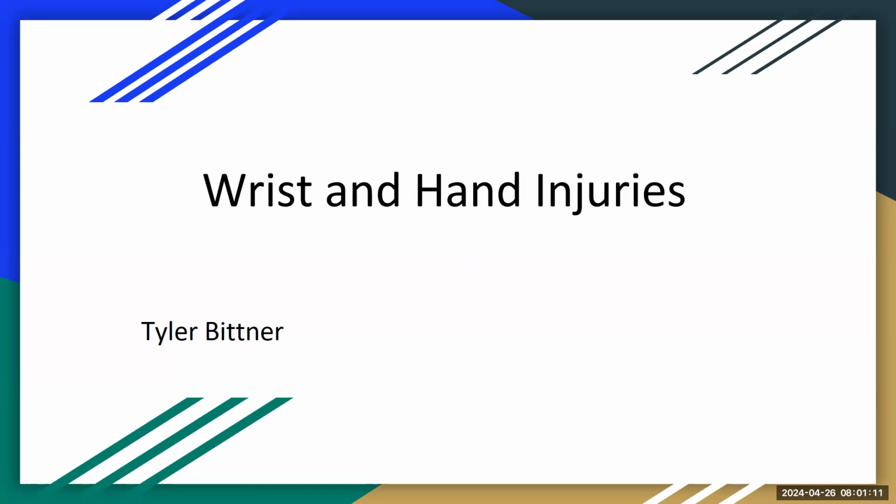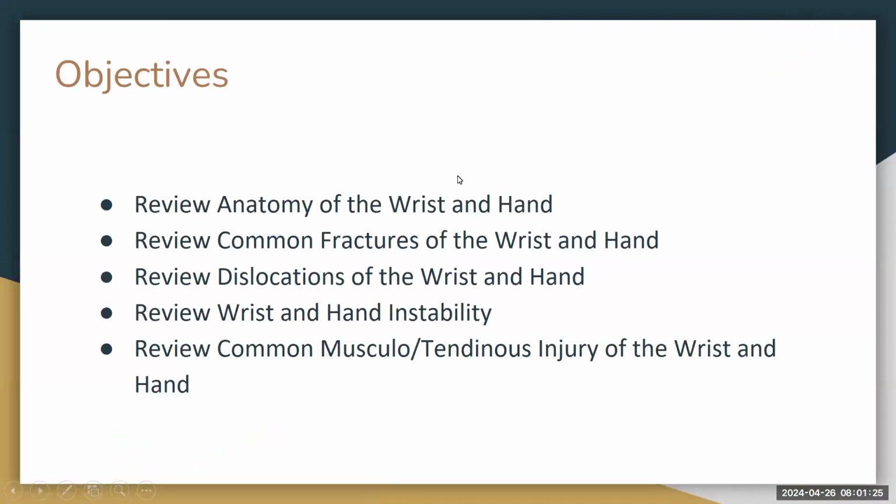I'm going to talk about wrist and hand injuries today. So we're going to have a lot of visualization just because all these things take a little bit of picturing in your brain with the injuries and everything like that. But we'll get through it. Objectives: review the anatomy of the wrist and hand, review common fractures, review dislocations, review instability issues, and then review common musculotendinous injuries of the wrist and hand.